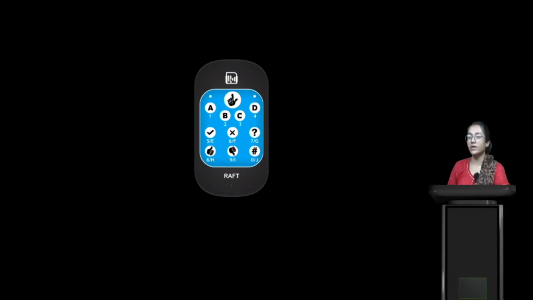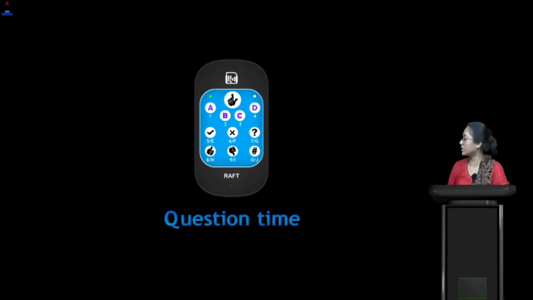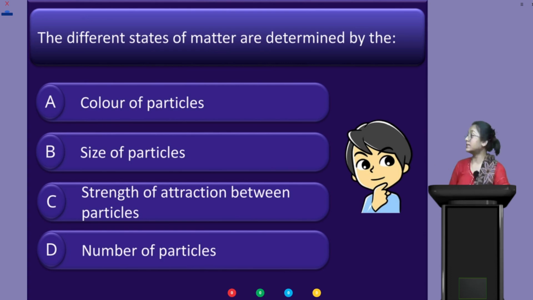So here comes our first question. Let's see what the question is. The different states of matter are determined by, and the options are there. Option A, particles. Option B, size of particles. Option C, strength of particles. D, number of particles. So I am giving you the timer. Try to answer, everyone. Okay.